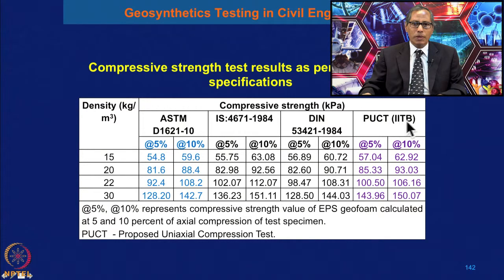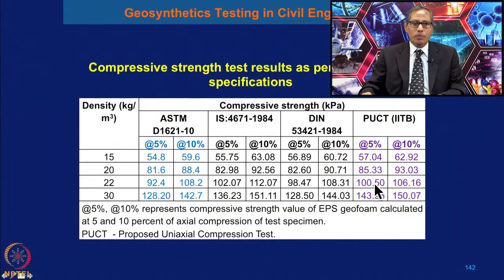And this is the proposed unconfined compressive test value, developed by IIT Bombay. For the 5% strain, for a density of 15 kg per meter cube of EPS geofoam, this compressive strength value is 57.04. For a density of 20 kg per meter cube, this compressive strength is 85.33.